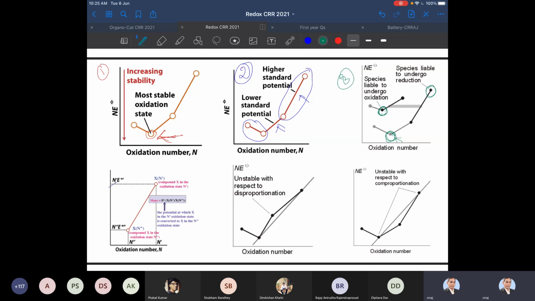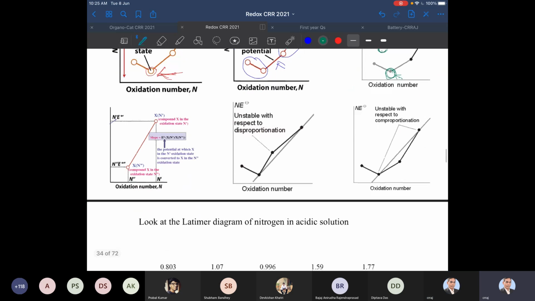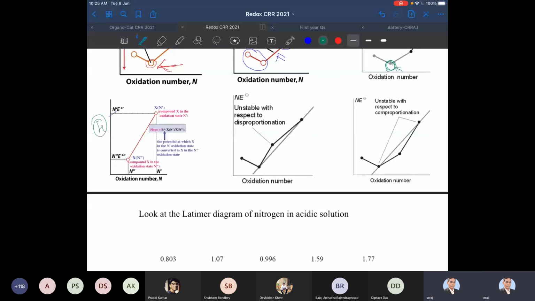You cannot make it a universal concept. Within the diagram, considering all the species given in the diagram, you can simply predict that this is liable to undergo reduction. That means it is highly oxidizing. At the bottom, it is liable to undergo oxidation. That means it is highly reducing. Okay. Now, the fourth one is very straightforward.